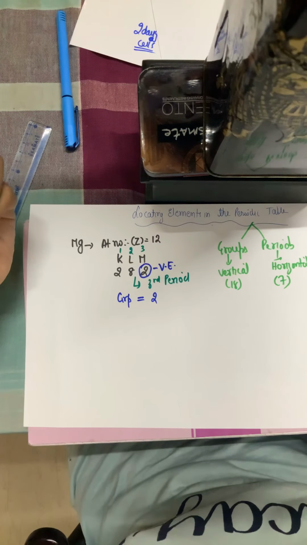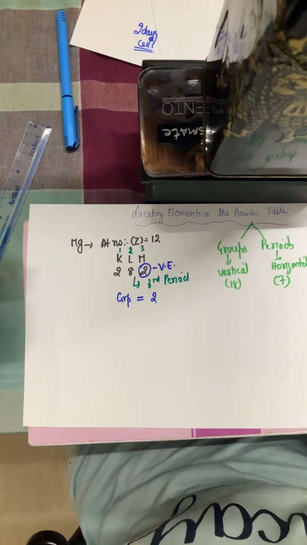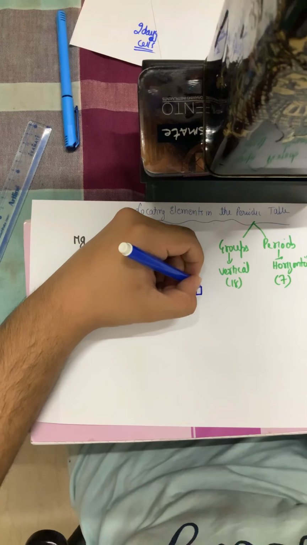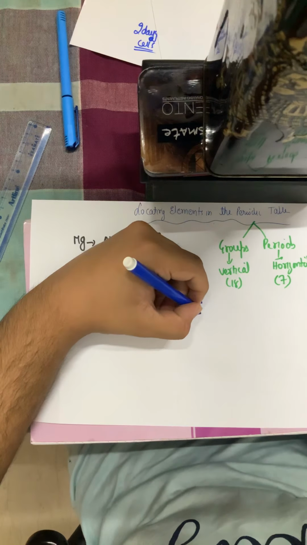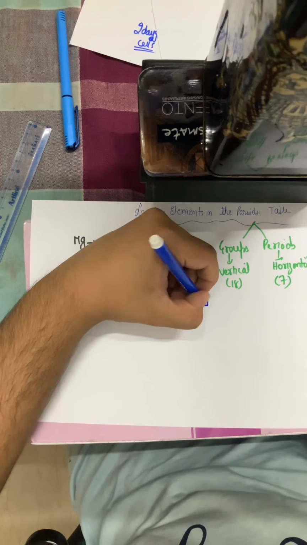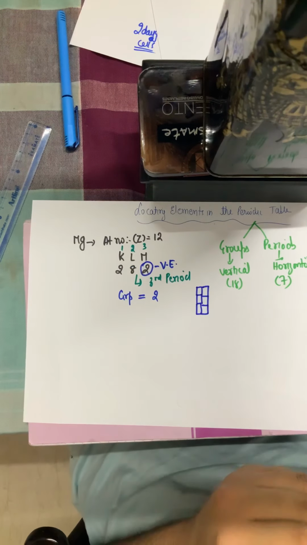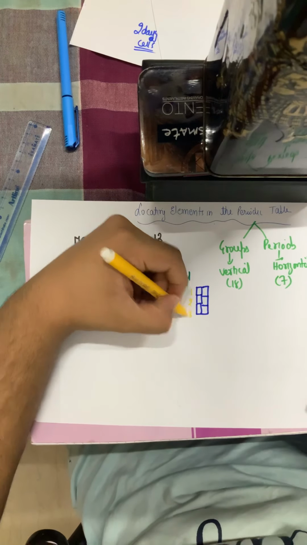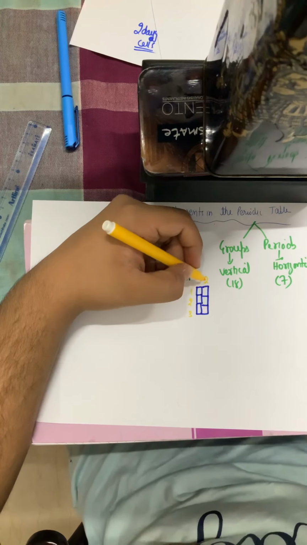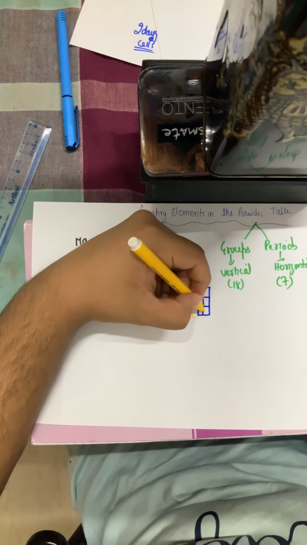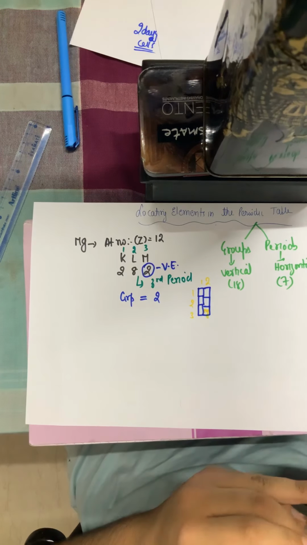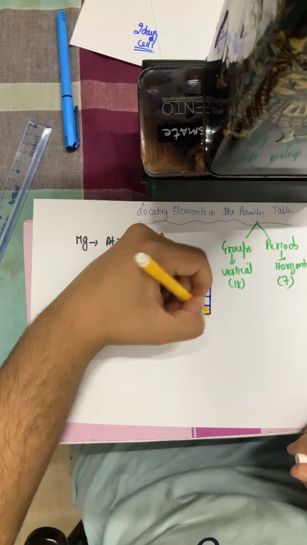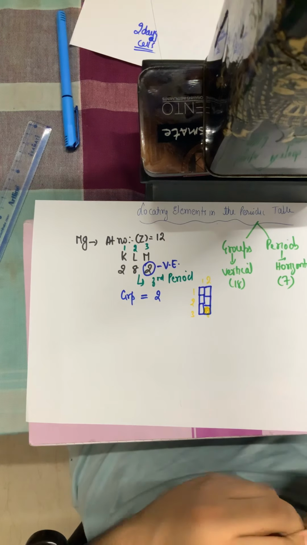So what is the location of magnesium? Second group, third period. So if I go down like this, suppose this is my periodic table, one block of it. What is the period? It has 3. This is period 1, period 2, period 3. This is group 1, group 2. So second group, that means here, third period here. This will be magnesium. This shaded box will be the magnesium.